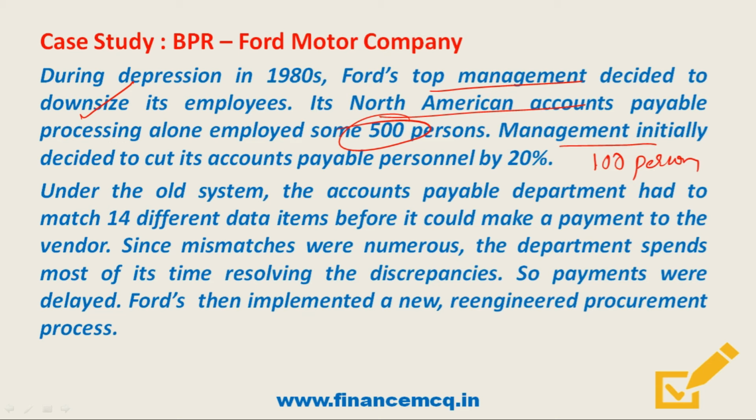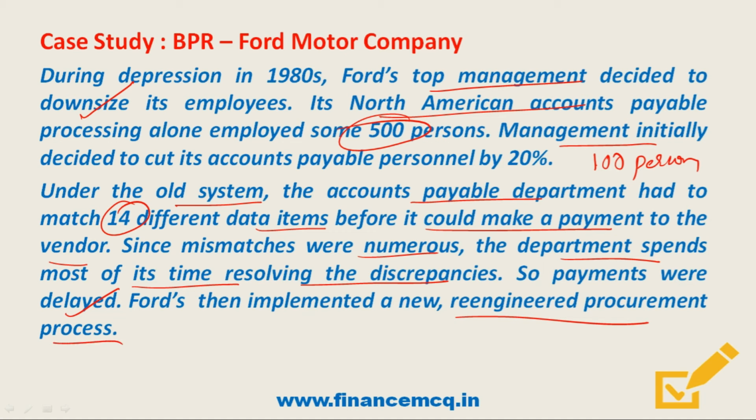So friends, what used to happen under the old system is that the accounts payable department had to match 14 different data items before it could make a payment to the vendor. Since mismatches were numerous, the department spent most of its time resolving the discrepancies. So payments were delayed. Ford then implemented the new re-engineered procurement process.